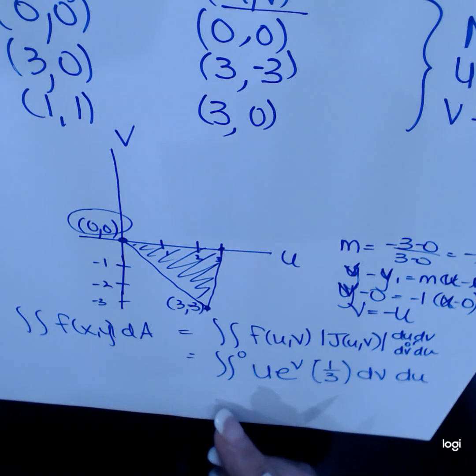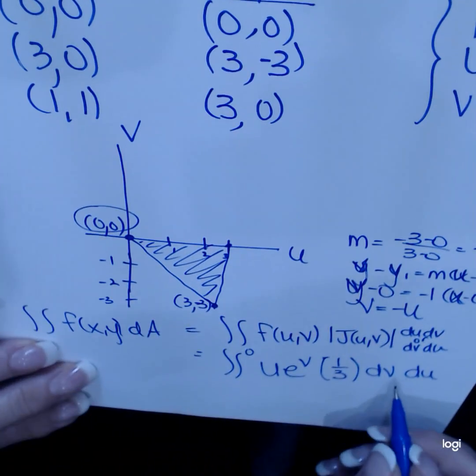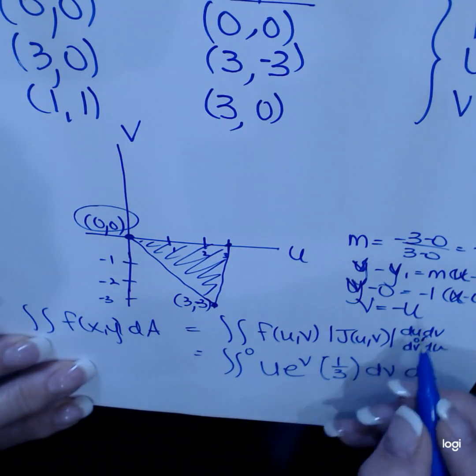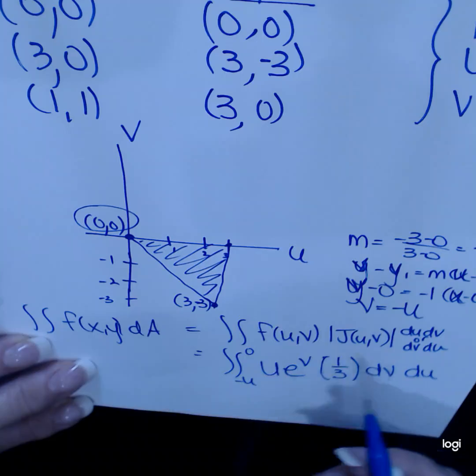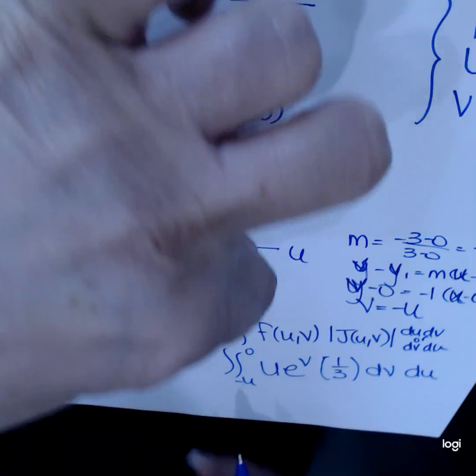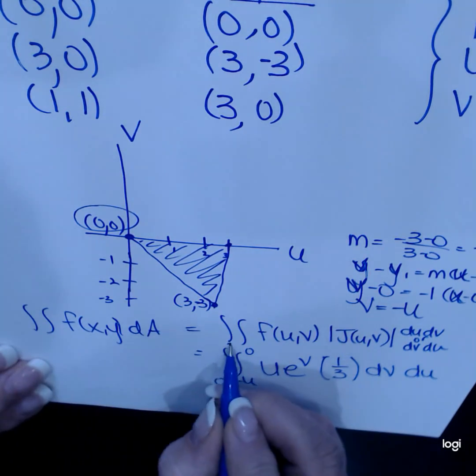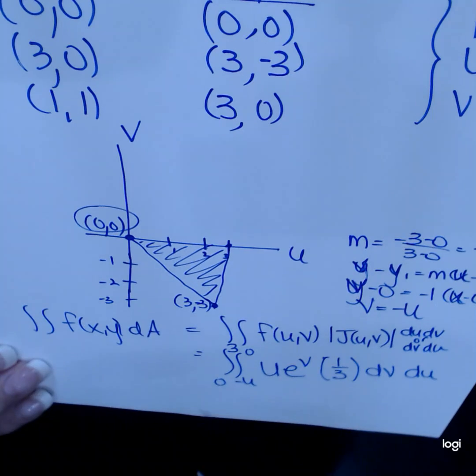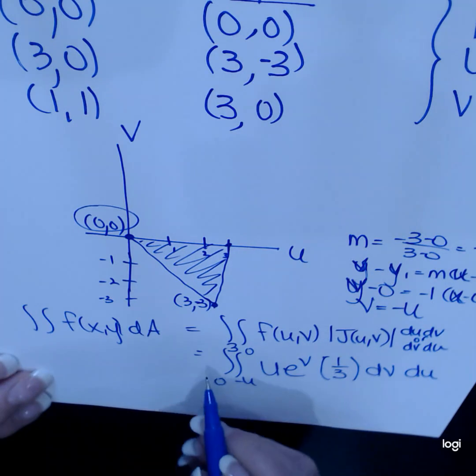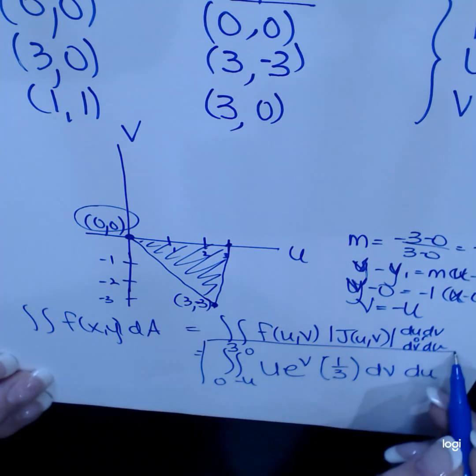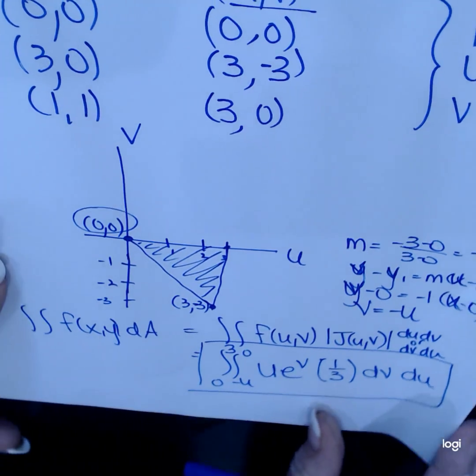Okay, so let's go ahead and write this up then. So v then is going to go from 0 to negative u. Then for my du, I will grab my bounded region and drag it over to the u-axis, and I am bound from 0 to 3. And so this would be the integral that you would then go through and integrate.